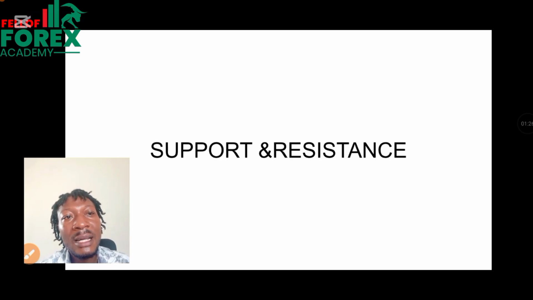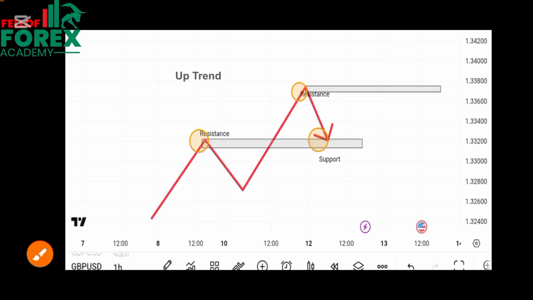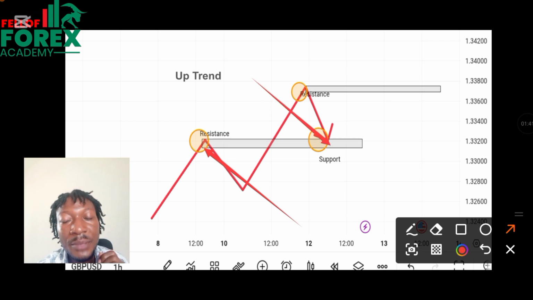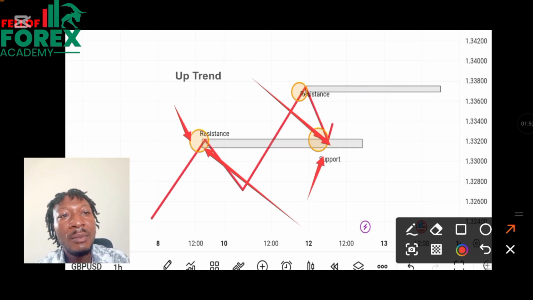The first thing you have to understand is that when price is below the strong zone, it is called resistance. So resistance is above while support is below, which means you sell from resistance zones and you buy from support zones. That's the first thing you have to understand about support and resistance.